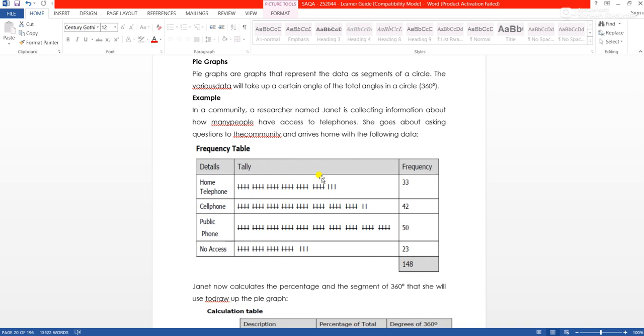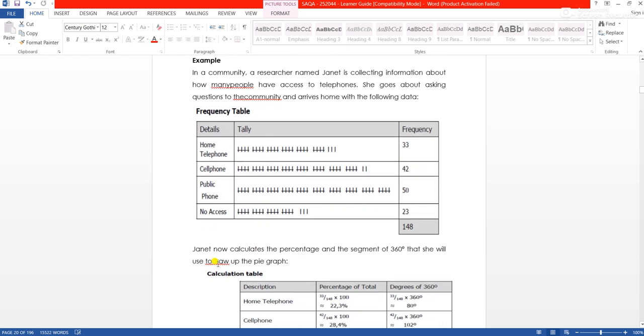In a community, a researcher named Janet is collecting information about how many people have access to a telephone. She goes about asking questions to the community and arrives home with the following data. We've got descriptions and figures within our rows and columns: home telephone 33, cell phone 42, public phone 50, and no access 23. In total we've got 148.